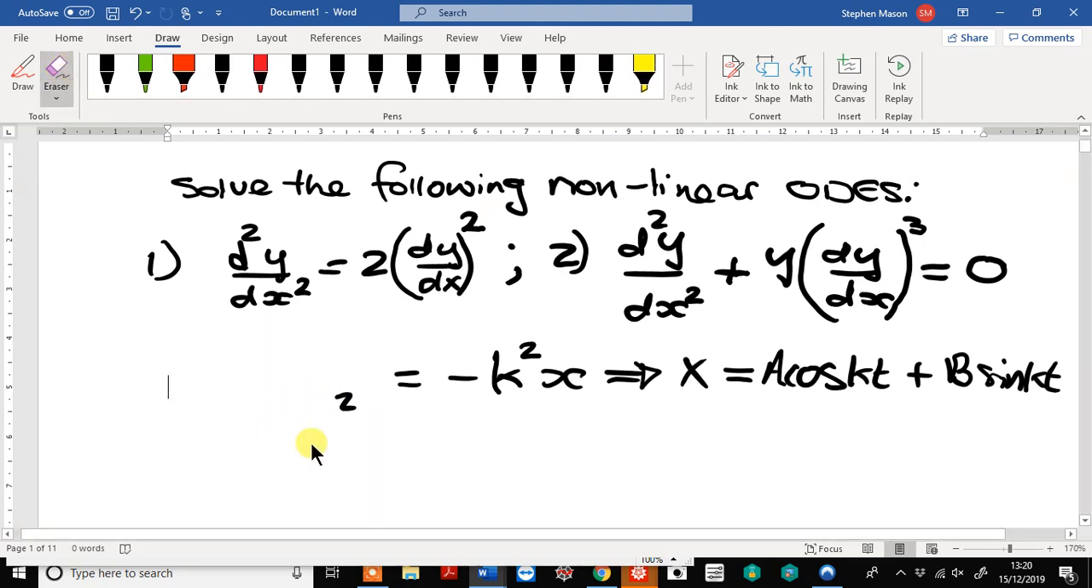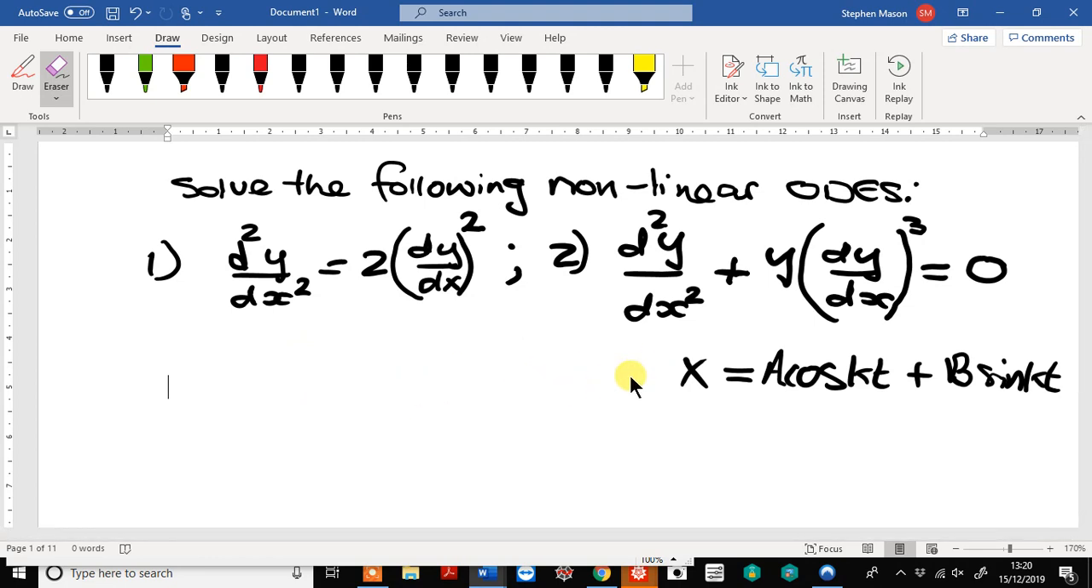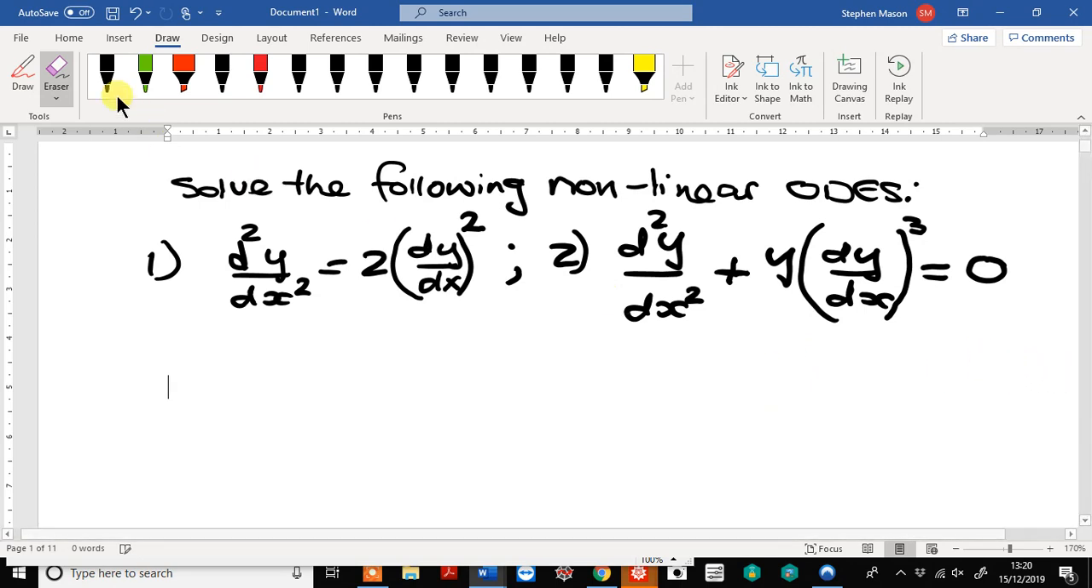So we won't labour on simple harmonic motion equations at the moment, but what I actually wanted to do was to show you how to solve non-linear ordinary differential equations of the form that we have here in questions 1 and 2. Now, I think I have an earlier video that actually does explain how to solve equations like this. But I'm going to go over it again. If I haven't already been over it, I do apologise. But we will make a start on these two equations here.